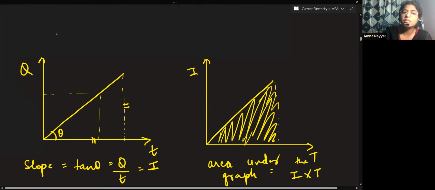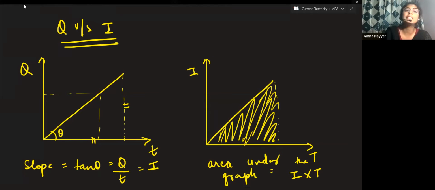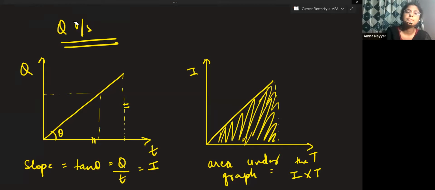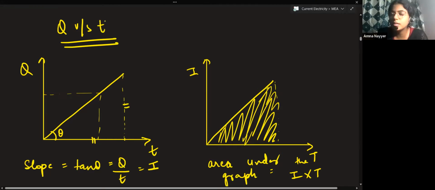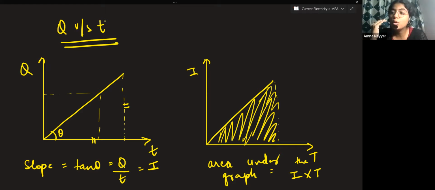So if you have a Q versus I graph, not I, Q versus T. If you have a charge versus time graph, then the slope will give you electric current, and slope is given by tangent. That is the division of charge by time. Clear? If you are asked to draw the graph between Q versus T, this is how you draw.